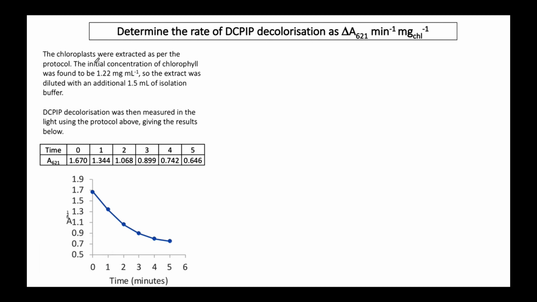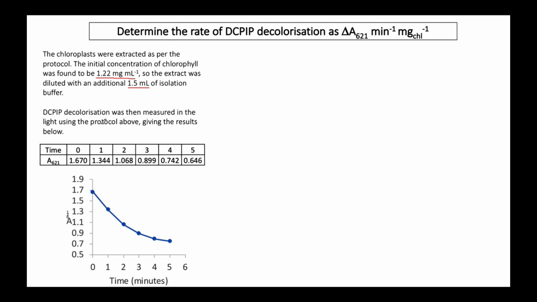We can see that the chloroplasts were extracted as per the protocol. The initial concentration of chlorophyll was found to be 1.2 milligrams per mL. This person diluted their extract down with an additional 1.5 mL of isolation buffer. So there was a dilution in there.